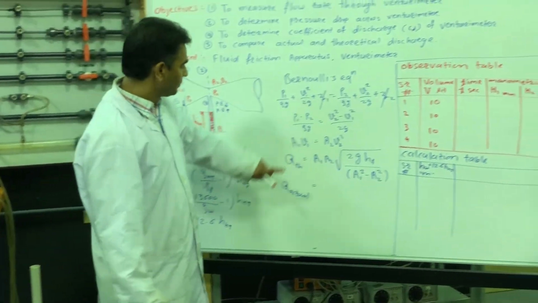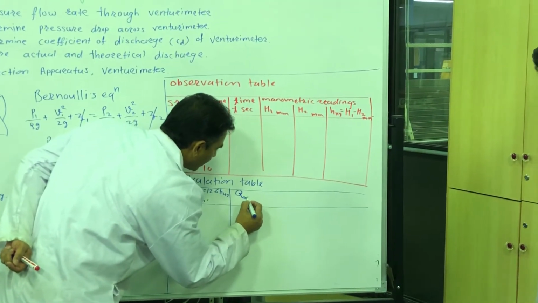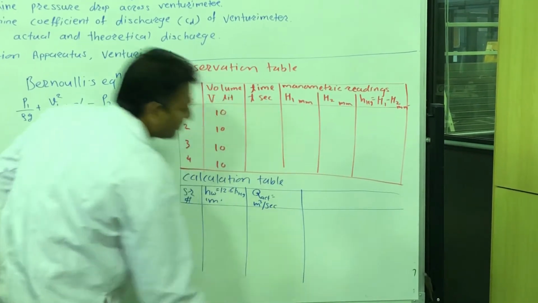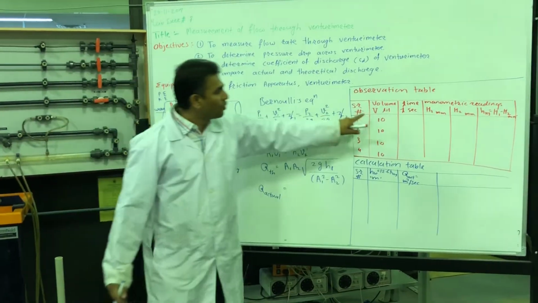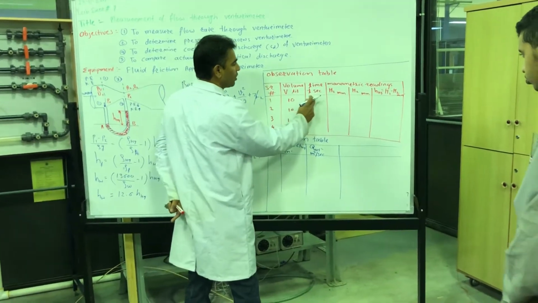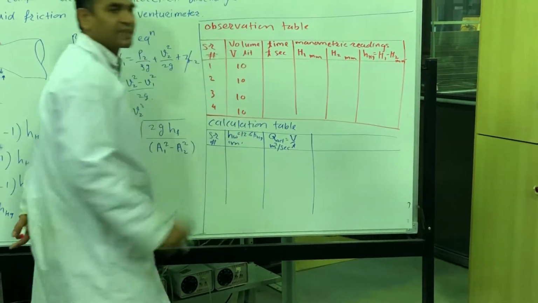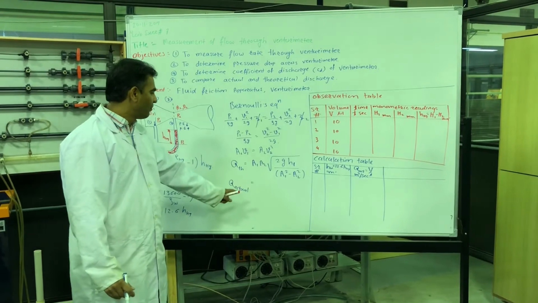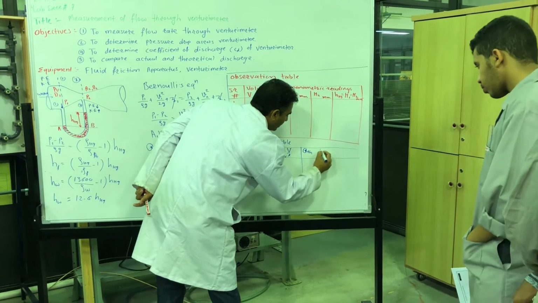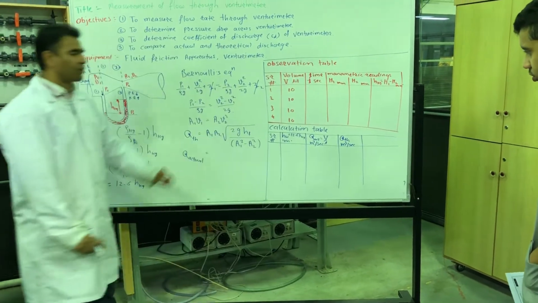Then I need Q theoretical or Q actual. So Q actual, I will write Q actual. So what is Q actual? Can you tell me? Volume over time. So Q actual is equal to volume over time. It is in meter cube per second. Okay, now what will I find? I will find Q theoretical by this formula. This is also in meter cube per second.